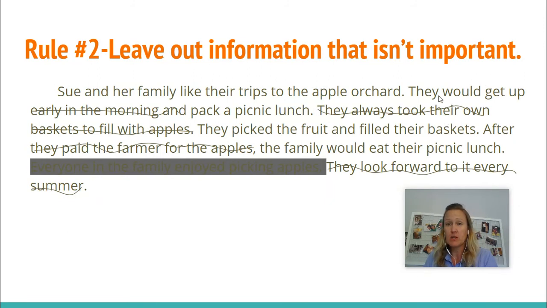So now I'm starting to see a pattern. Up here it says they get up and pack a lunch. They pick the fruit and fill their baskets. I'm starting to realize this is kind of some steps in what they do. It's what they do when they go to the orchard. After they pay the farmer for the apples. Why do you think I scribbled through that? Well, number one, Sue and her family would be in jail for stealing apples if they didn't pay the farmer. I think that's something we can just assume. I'm not really sure it's an important thing. I think we all know when you go places as a consumer, you pay for it. So I marked through that. I don't think that should be in the summary.